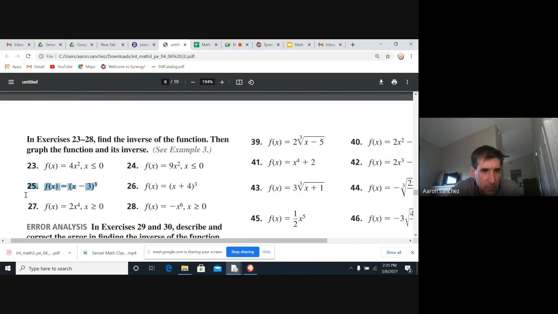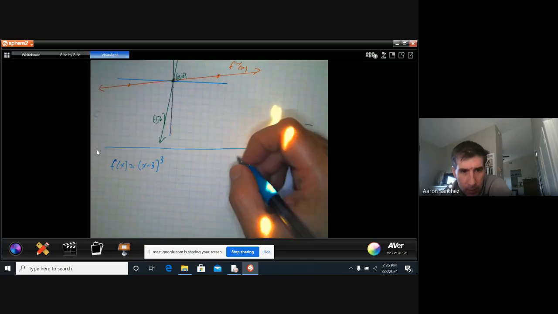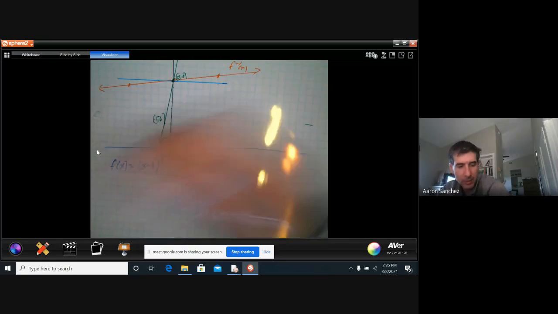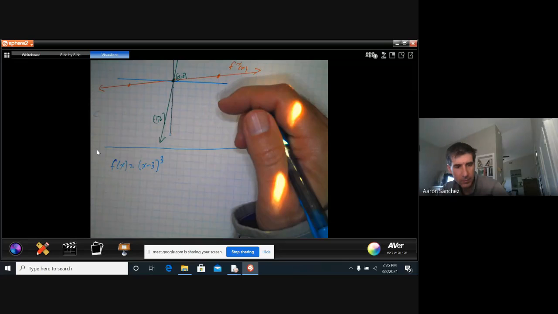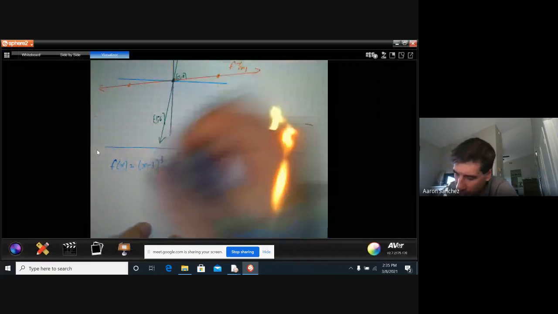In exercises 23 through 28, find the inverse of the function, then graph the function and its inverse. So same thing, except it's not linear. Let's solve for the inverse, then graph the function and its inverse. You want to find the inverse and then graph both of them, right? There's my function. Am I presenting? So what number is this? 25. We're on 25.